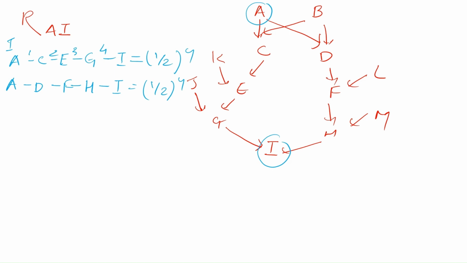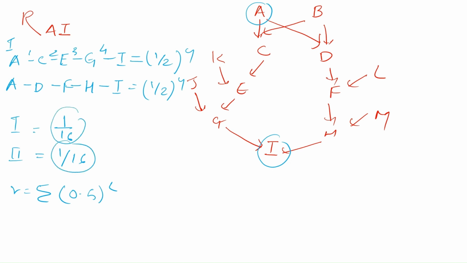Now I'm writing here below, half to the power 4 means 1 by 16 for path 1. Similarly, for path 2 also it is 1 by 16. According to the formula, R is equal to summation 0.5 to the power L. So this 0.5 to the power L we calculated for two paths. That means 1 by 16 plus 1 by 16. So total is again 1 by 8, that is 0.125.